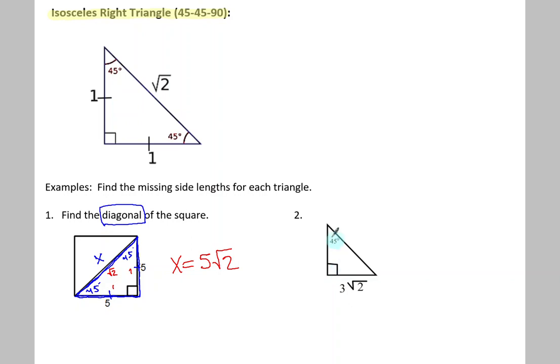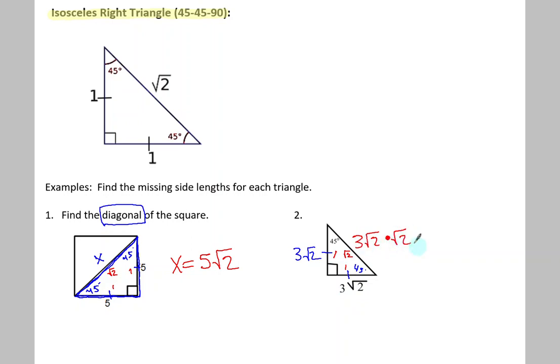We have a 90 degree and a 45 degree. Therefore, the missing angle must also be 45 degrees, which means our two legs must be congruent. So this side has to be 3 square roots of 2, since this leg was 3 square roots of 2. We remember that the relationship between the sides is these are the same, and square root of 2 for the hypotenuse. So I take what was on one of the legs, and I multiply by square root of 2.